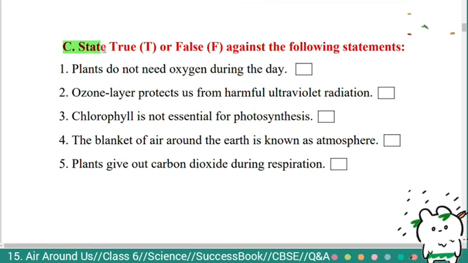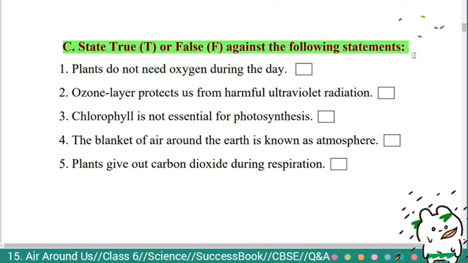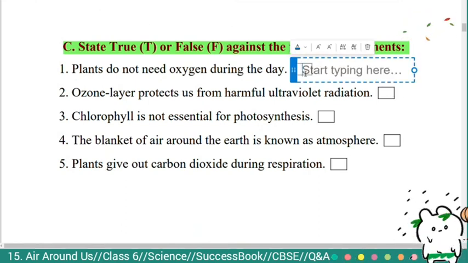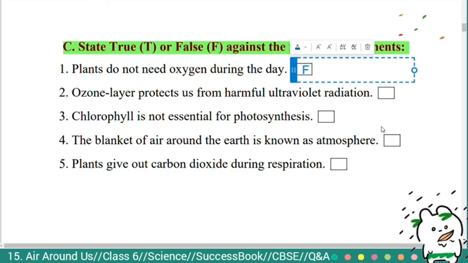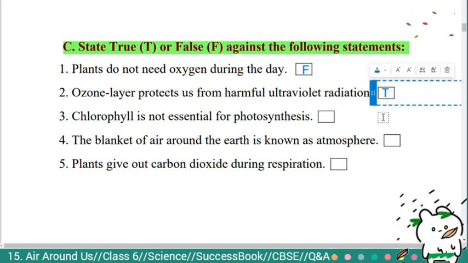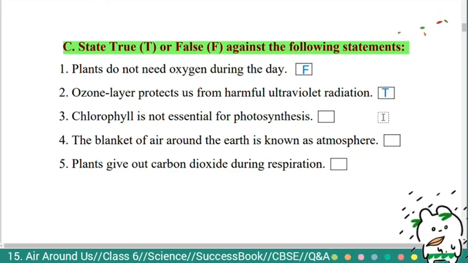Third, main C. State true or false against the following statements. First one, plants do not need oxygen during the day. False. Second, ozone layer protects us from harmful ultraviolet radiation. True. Ozone layer protects us from harmful ultraviolet radiation. True.